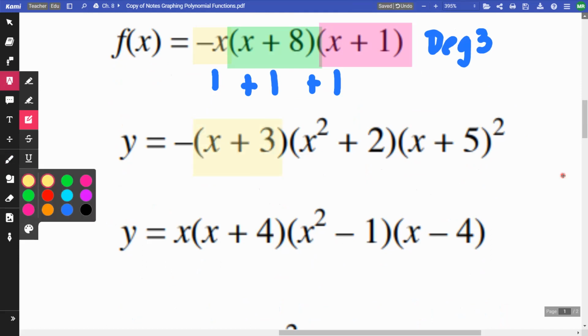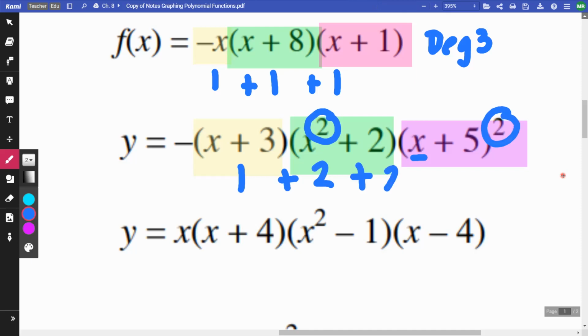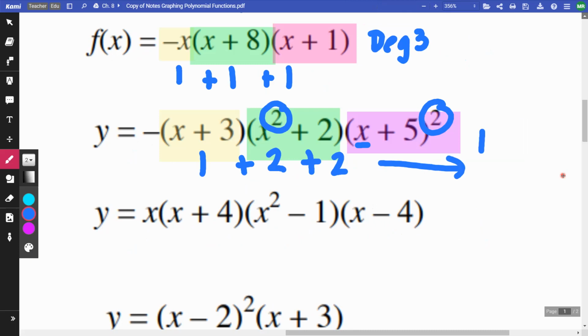Okay, so if I'm looking at each of these, this first one's degree 1. This next one, because of this x squared here, this is actually going to be degree 2. Now, this one isn't an x squared here, but it is squared here. So that's also going to be a degree 2. So this whole entire thing is going to be degree 5.